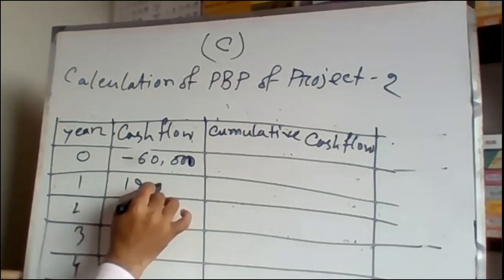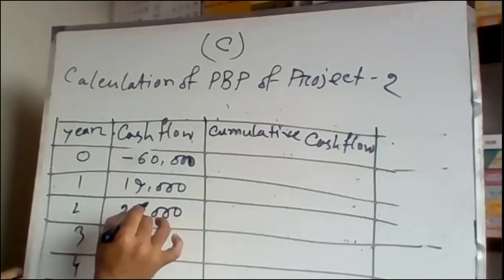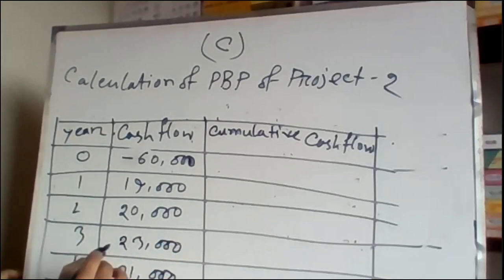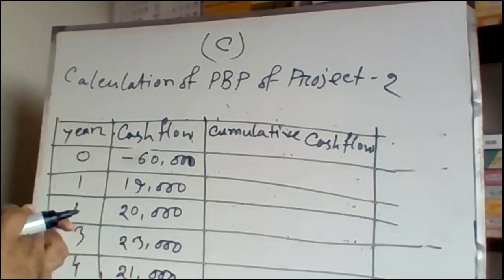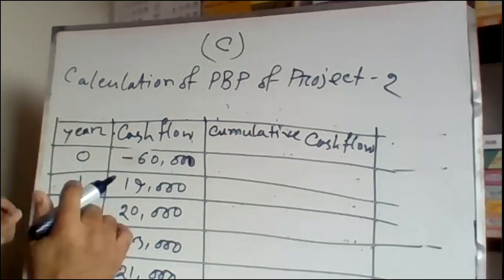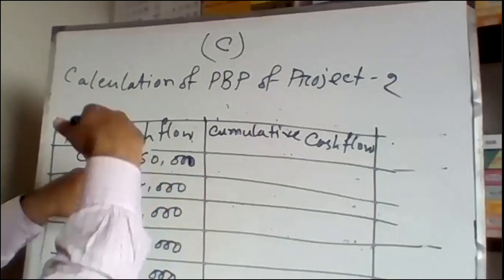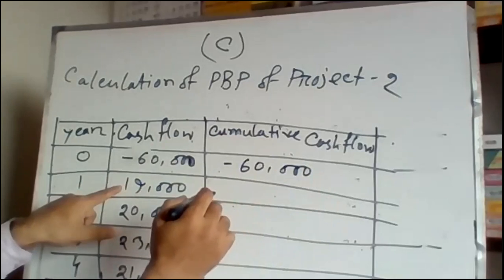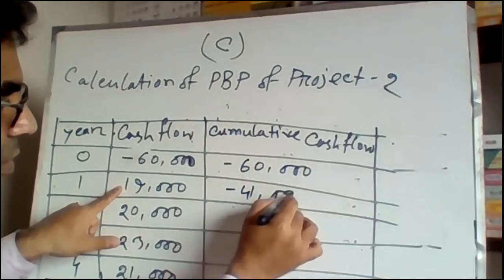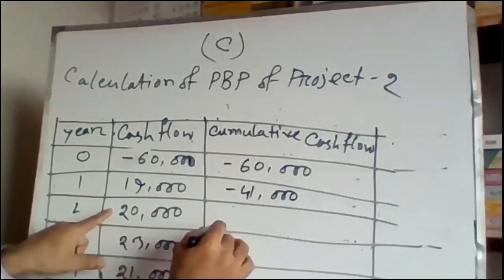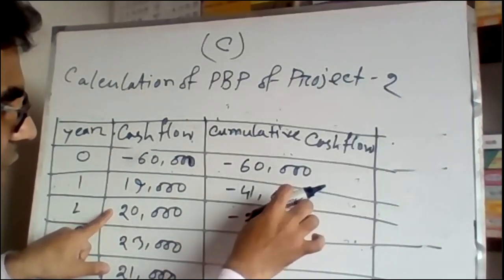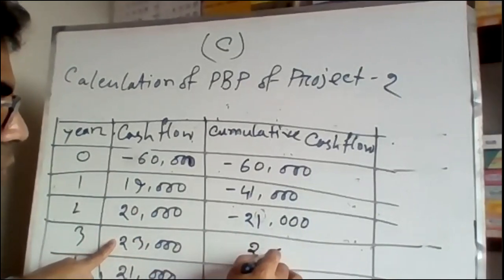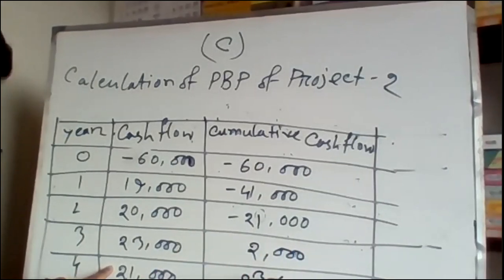First year we got 19,000. Second year 20,000. We got these from the third column. Third year 23,000, right? Fourth year 21,000. Cumulative means added. All the figures of previous years will be added. So here is 0 and minus 60,000, and there is no figure before the 0, so minus 60,000 will be minus 60,000. And minus 60,000 plus 19,000 will be minus 41,000. And minus 41,000 plus 20,000 equals minus 21,000. Then minus 21,000 plus 23,000 equals 2,000. And 2,000 plus 21,000 equals 23,000, right?